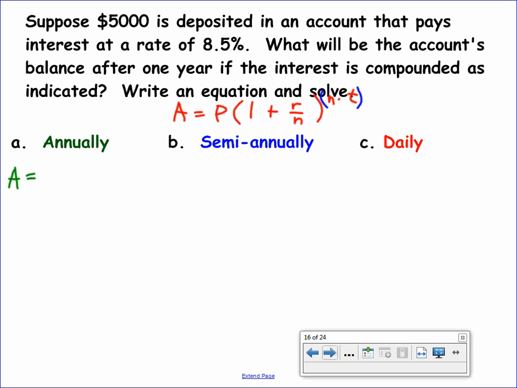Let's go ahead and do it for annually in green. So the amount A in my account, after a principal investment of $5,000 goes in for P, at an interest rate of 8.5% as a decimal, that would be 0.085. Annually, it would be once a year. And then all raised to the NT, that would be 1 times, and it's for how long? For 1 year? So that would just be 1 times 1 is 1. Let's go ahead and do that on our calculator.